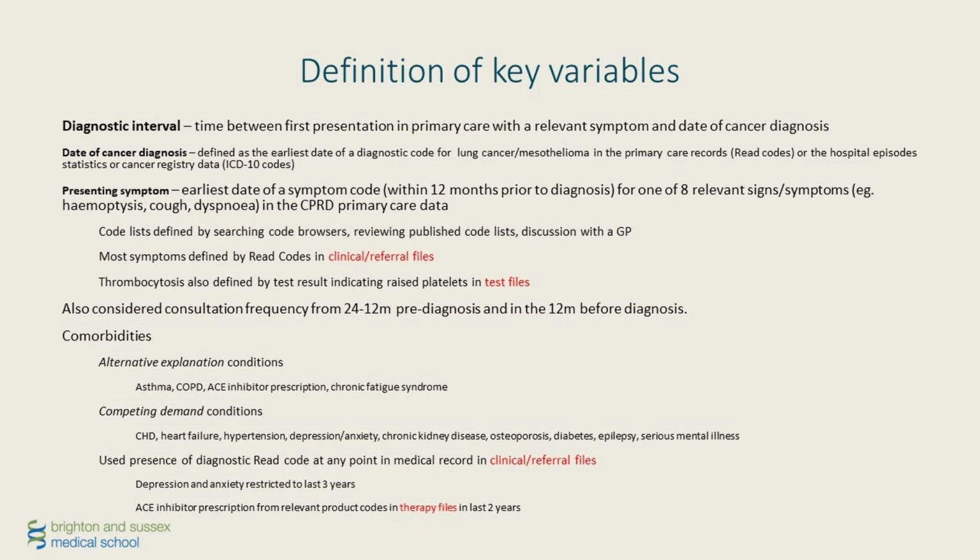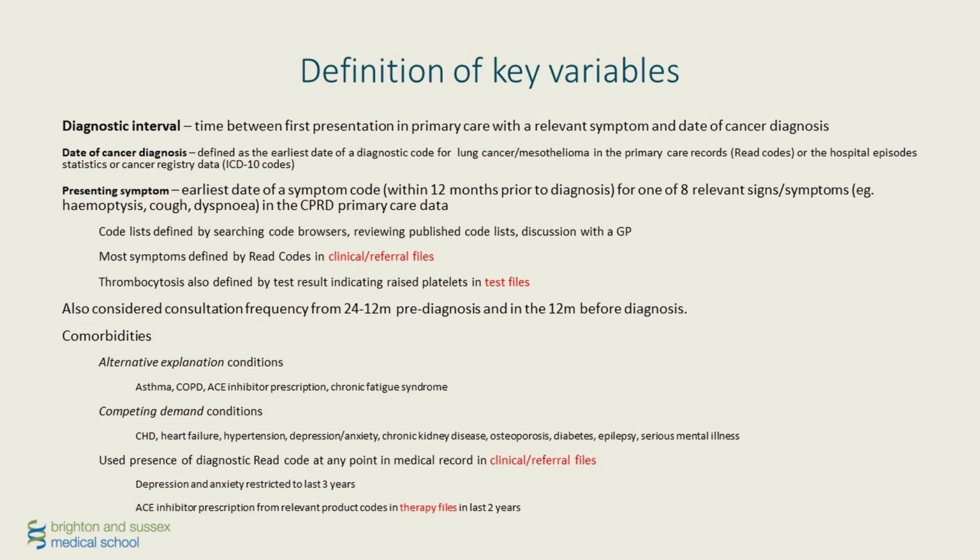Our outcome variable was diagnostic interval, which we defined as the time between the first presentation of the patient in primary care with a relevant symptom and the date of cancer diagnosis. That was taken to be the earliest date of a diagnostic code for lung cancer or mesothelioma in the primary care records, or the hospital episode statistics, or the cancer registry data. So the earliest across those three.